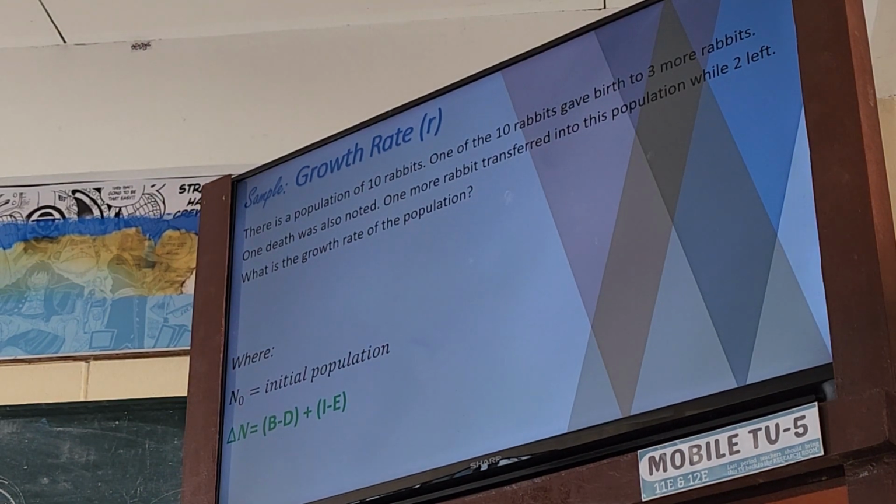Solved already. There is a population of 10 rabbits. One of the 10 rabbits gave birth to 3 more. 1 death was noted. 1 more rabbit transferred into the population while 1 left. What is the growth rate of the population?